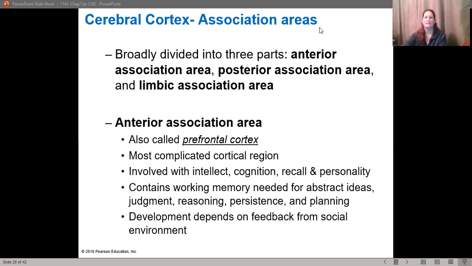Your prefrontal cortex isn't complete until somewhere around the age of, they used to say 18, and now the new estimate is 24. It's highly dependent on feedback from the social environment. So if you're in a safe, healthy environment with lots of abilities to use your working memory or express your personality, then it will grow and form lots of connections.